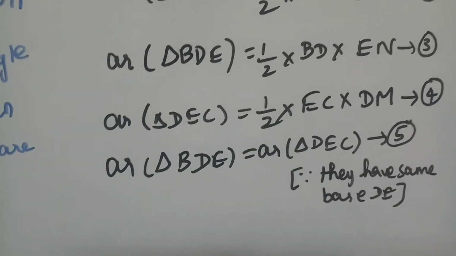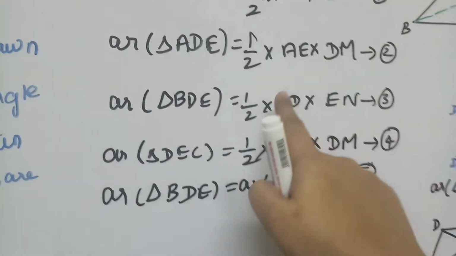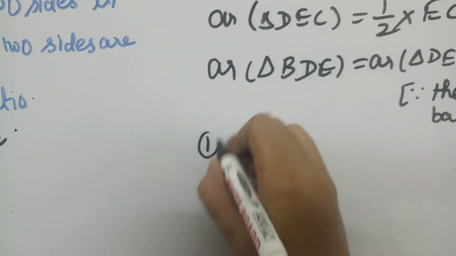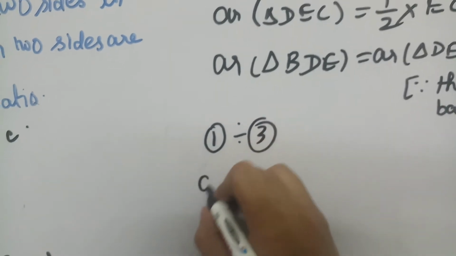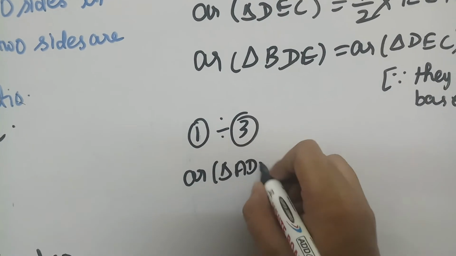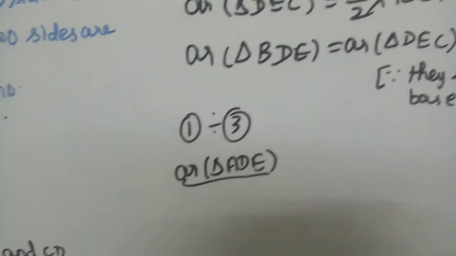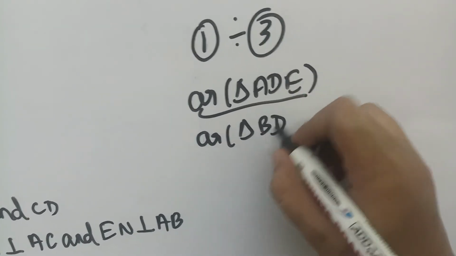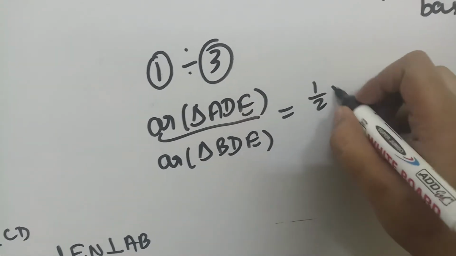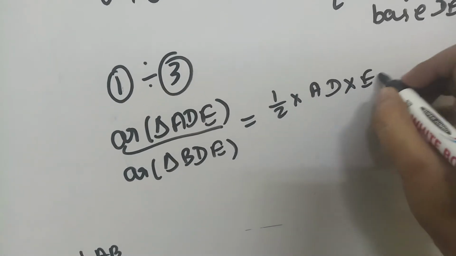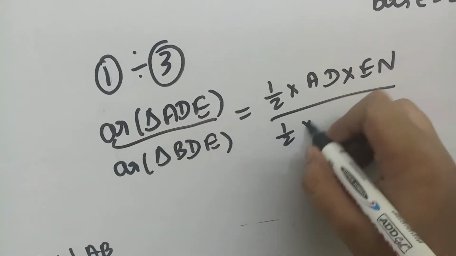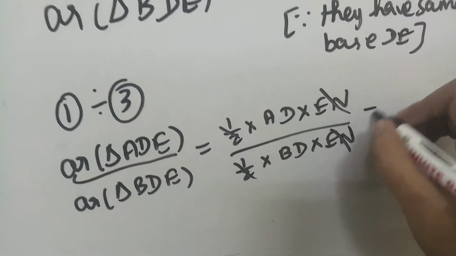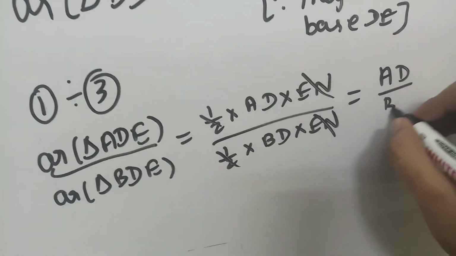Now I am going to divide the first equation by the third equation as we have the heights same. So dividing 1 by 3, I have area of triangle ADE by area of triangle BDE equal to half into AD into EN by half into BD into EN. So this EN and half get cancelled. We get the answer AD by BD.